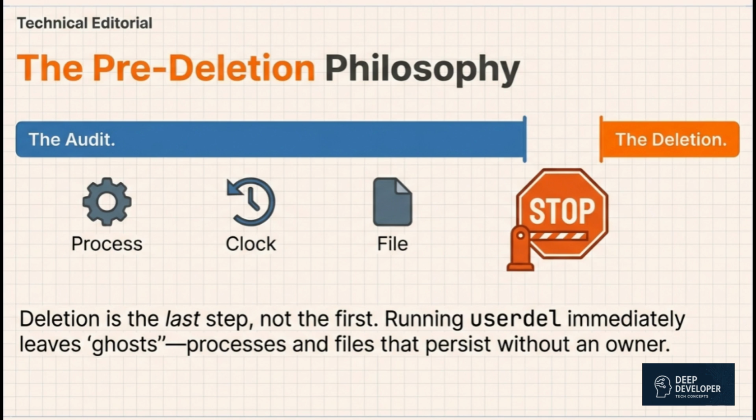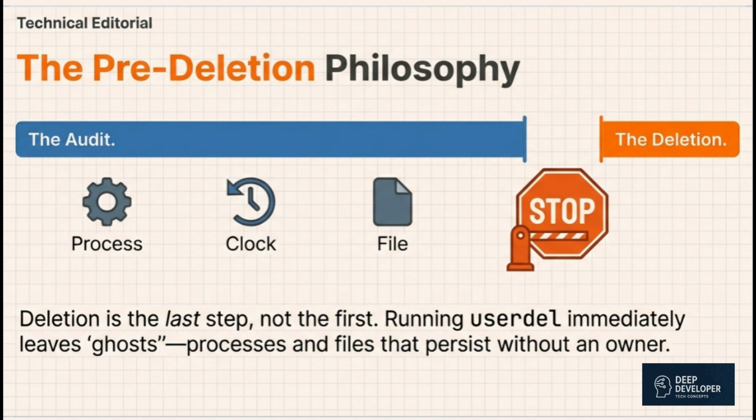This brings us to a core tenet of the professional mindset. You never, ever just delete a user. You conduct a pre-deletion security audit first. The command to delete the user should be the absolute last thing you do, after you've gone through a careful, deliberate checklist. And what does that audit look like?